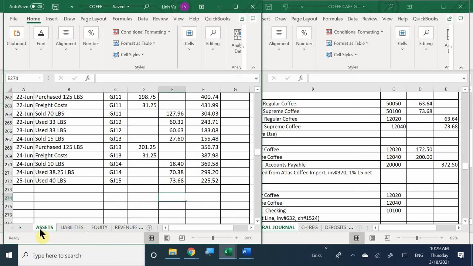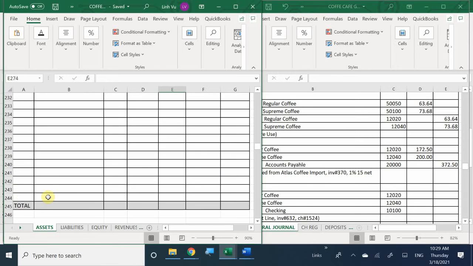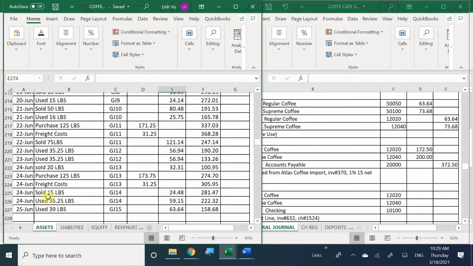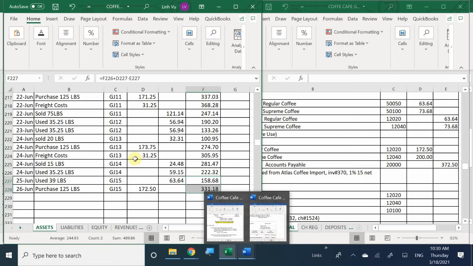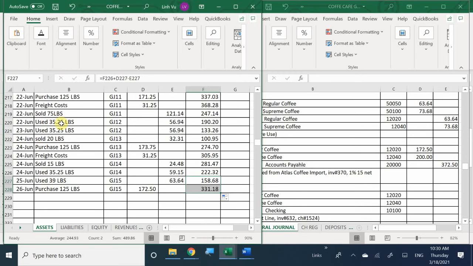Okay, assets. We're gonna update our coffees. So here's regular coffee. 26. We purchased 125 pounds. Okay. General Journal 15. All right, and we purchased 172.50. Okay, so what's my ending balance? 331.18. All right. What's next?